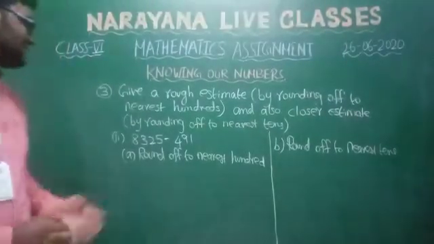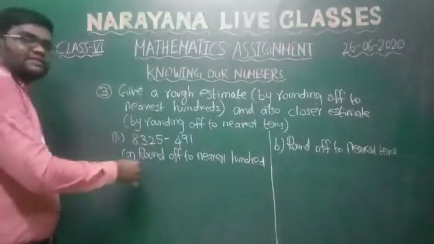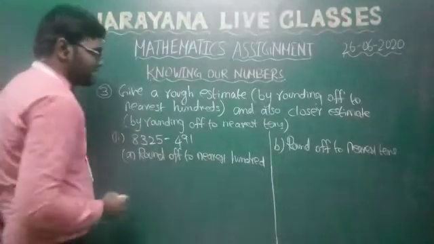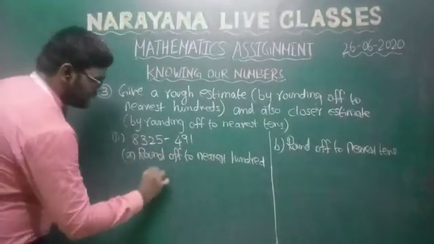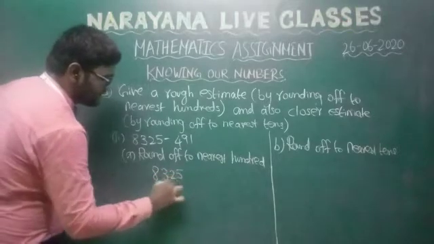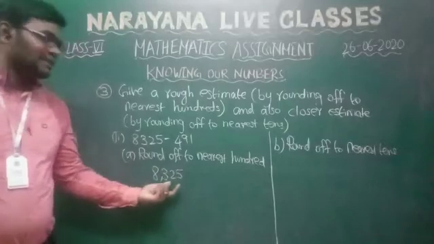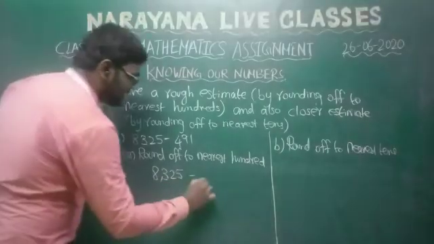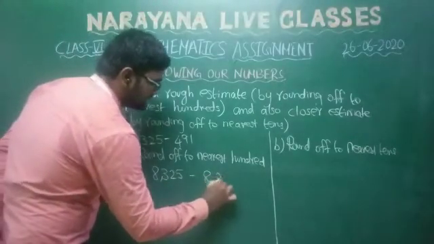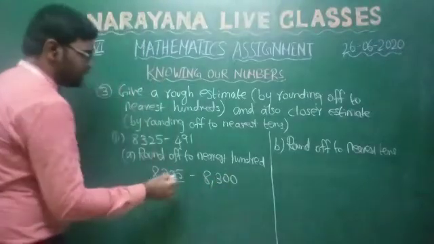Okay, so now we'll discuss the second subdivision. Same as that, we have to round off to the nearest hundreds first. So 8,325 to the nearest 100. Since it is 25, it is less than 50, so the nearest 100 will become 8,300. I hope you all know this, students.